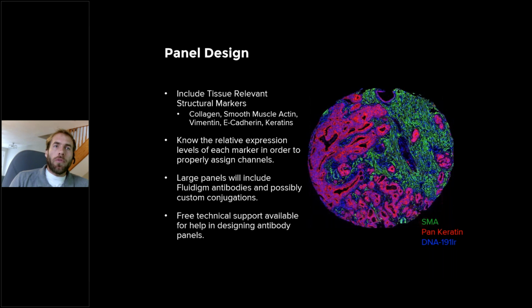Maybe you'll have a phenotype that is dependent on the proximity of a blood vessel to a given cell type. It's also important to know the relative expression levels of each marker in order to properly assign channels. Large panels are probably going to include Fluidigm antibodies in addition to your own custom conjugations. And then we have free technical support available to help in designing the antibody panels. So it's not something you have to go at alone. We can certainly help you out and help you progress.